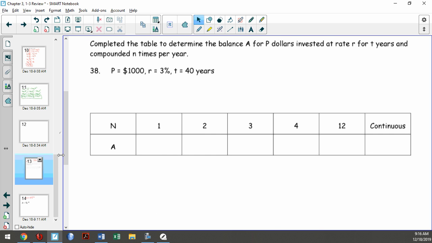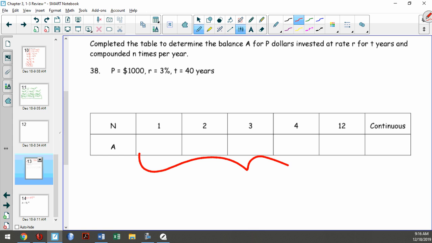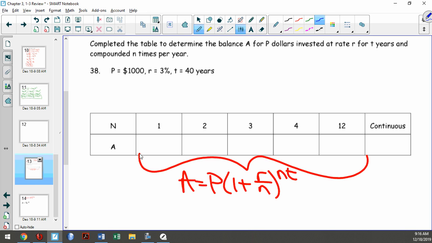Okay, this problem, what's going on with this one? Complete the table to determine the balance A for P dollars invested at rate R for T years compounded N times per year. So for problems 1 through 12, I'm going to use this formula. And then for the very last one, I'm going to use A is equal to PERT because it says continuously. Do we understand that? Yes or no? So you have 2 different formulas you have to use in this problem. Are there any questions over these? Yes or no? Your test tomorrow, you will have at least 5 of them.